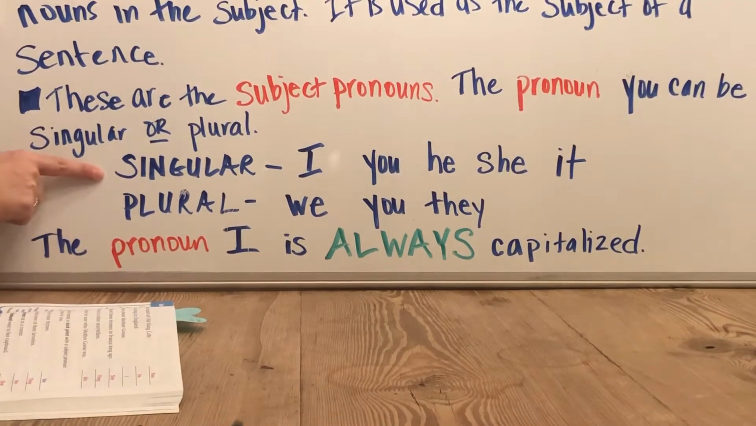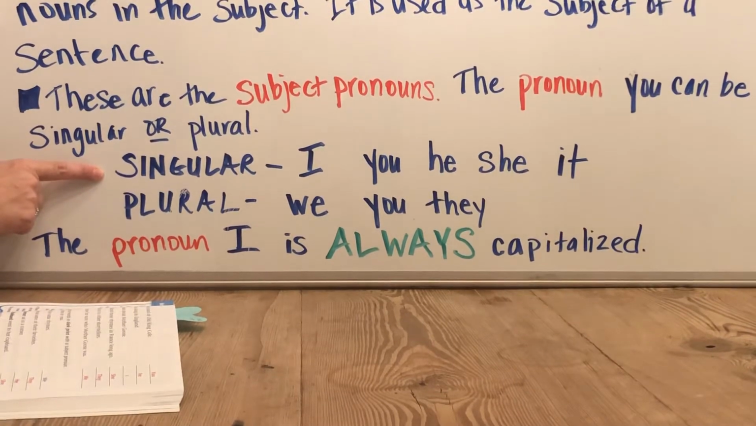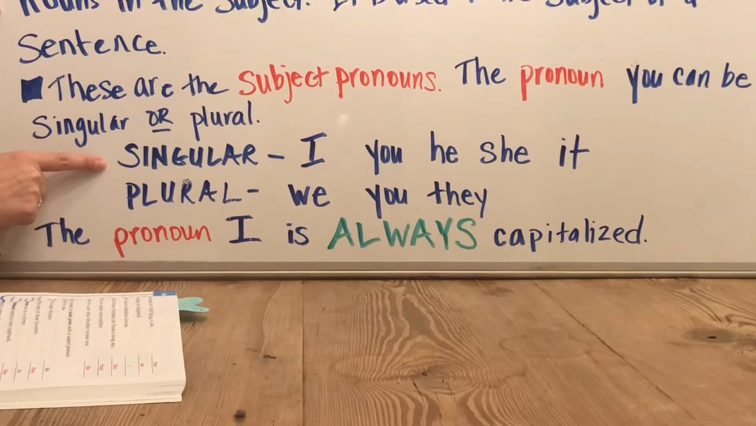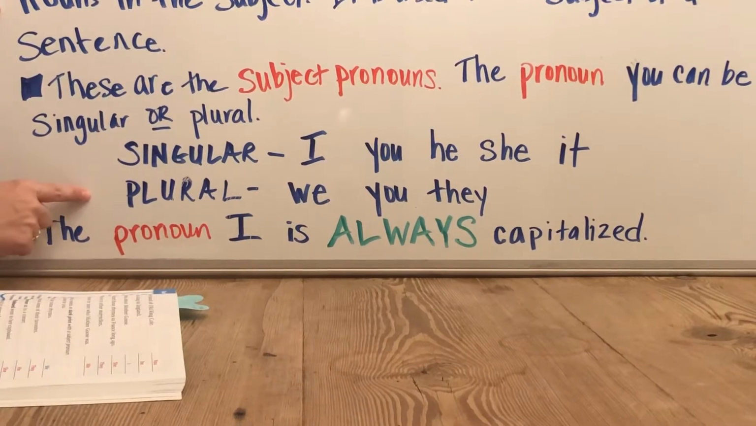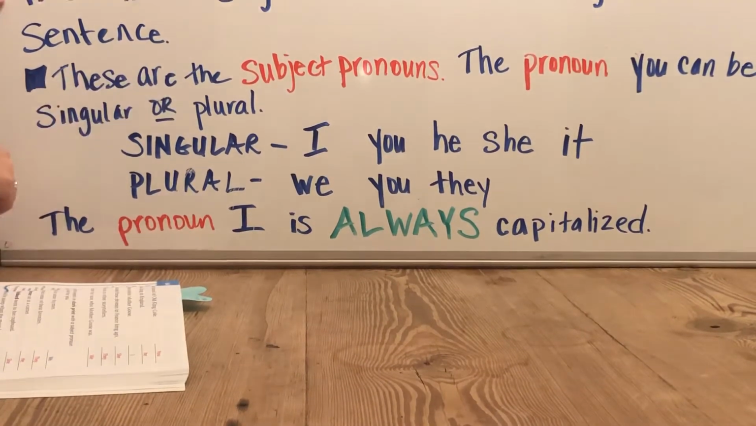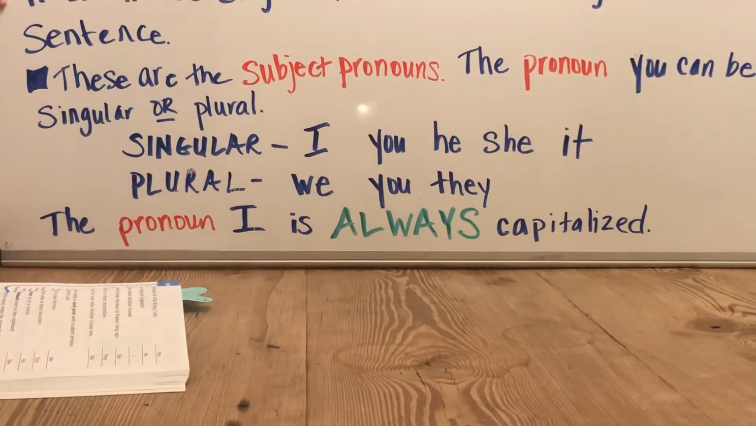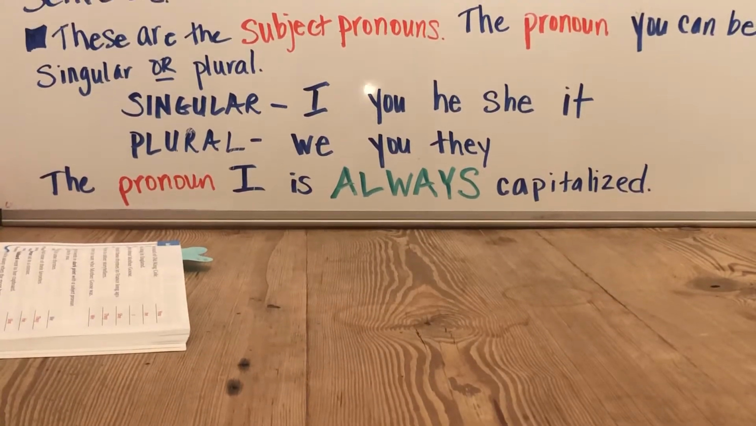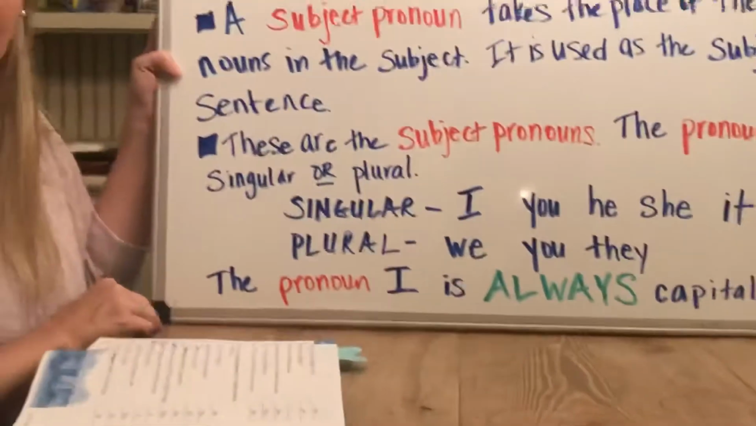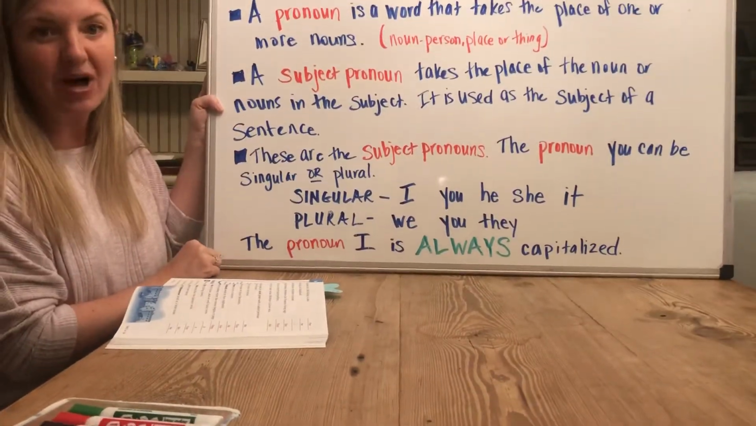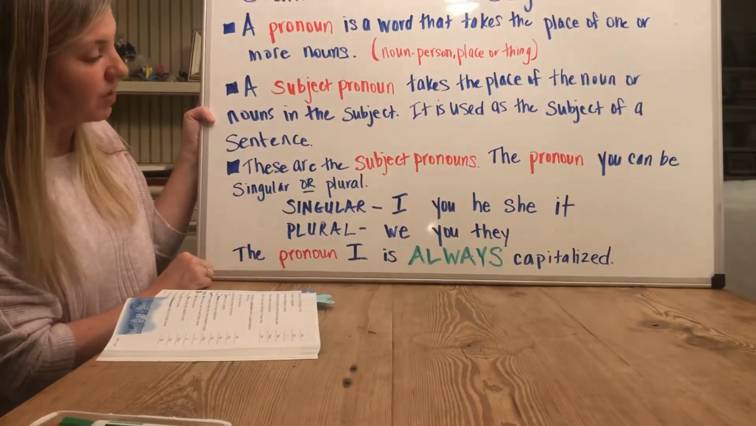So, the singular pronouns that we're going to see are I, you, he, she, and it. The plural pronouns are we, you, remember it said you could be singular or plural, and they. And one important thing to remember, the pronoun I is always capitalized. Remember, if you ever write a lowercase i in your stories, we always come by with our pens and markers and we put a capital I. So that's what I want you to remember there.